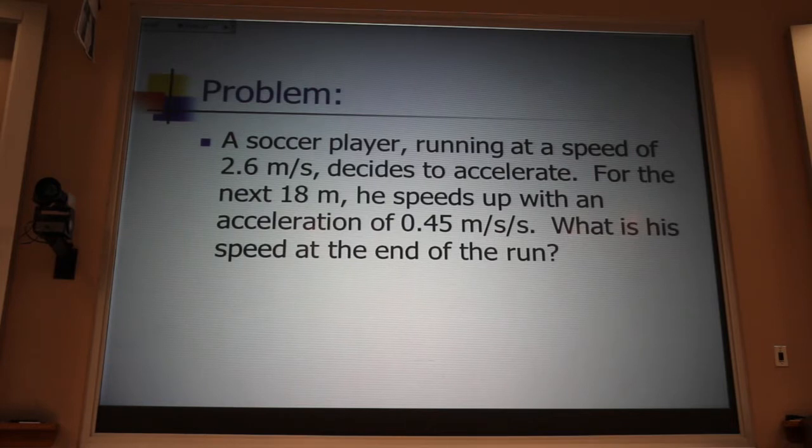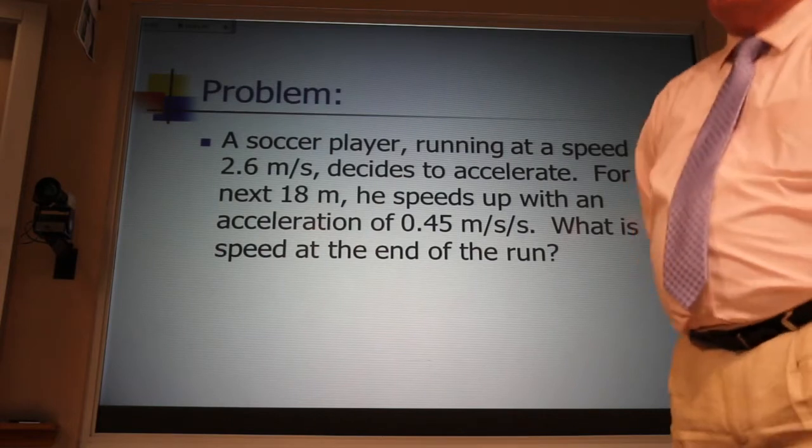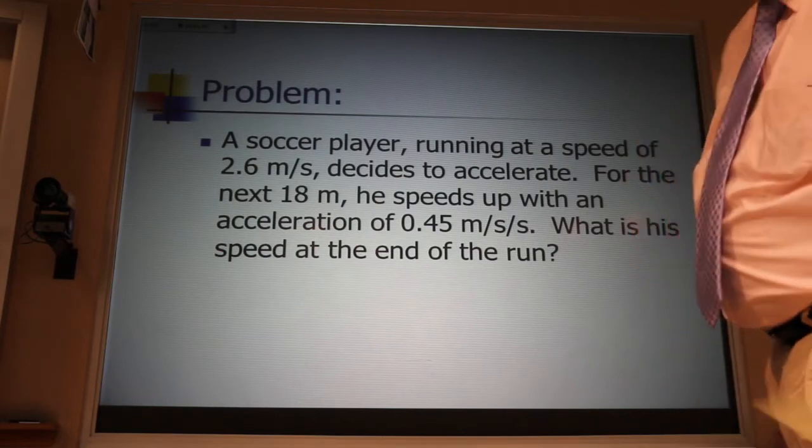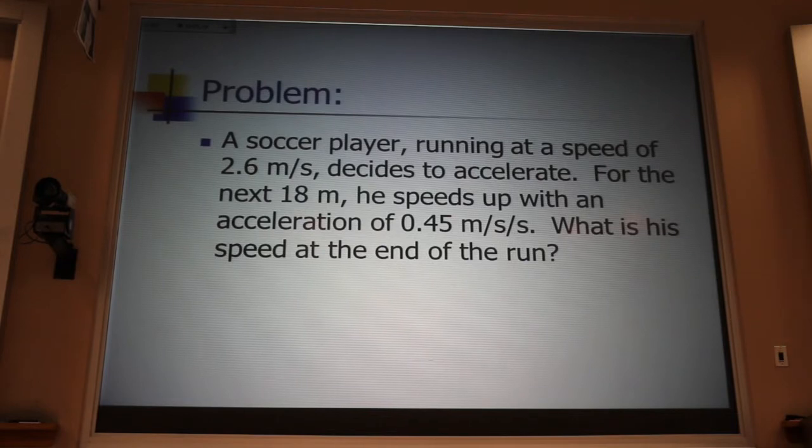A soccer player running at a speed of 2.6 meters per second decides to accelerate. For the next 18 meters, he speeds up with an acceleration of 0.45 meters per second every second. What is the speed at the end of the run? With your neighbor, see if you can crack that problem. The equations are at page 21 of your textbook. I'll put them on the board here.